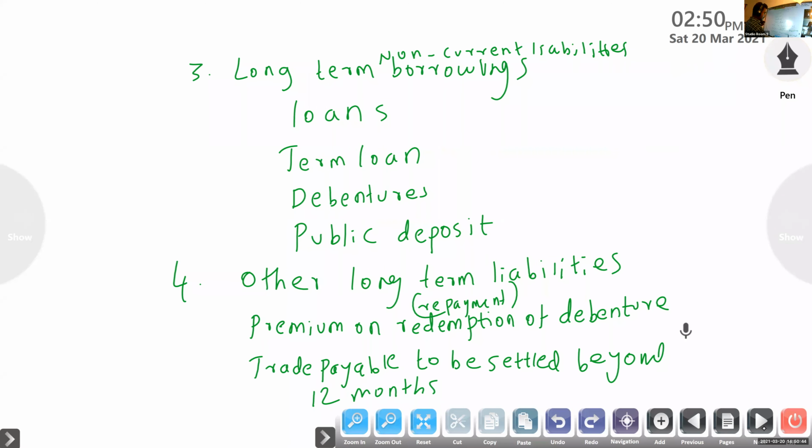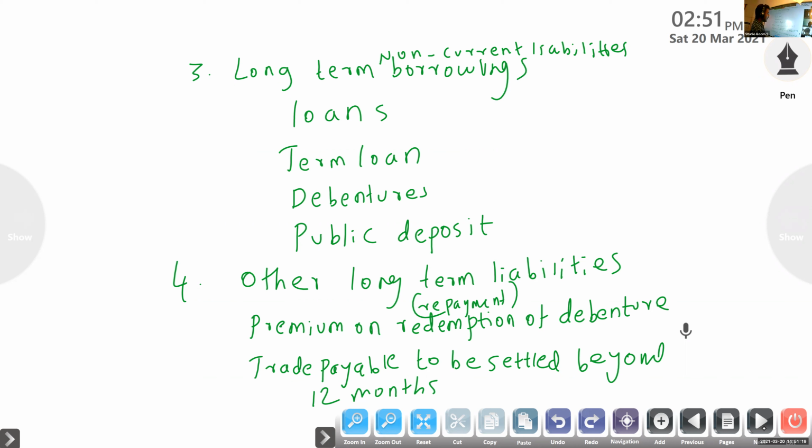Next, reserve and surplus. All reserves, then profit and loss account. Then preliminary expenses, discount on issue of debenture, that is reserve and surplus only, but a negative item, a minus item. Next, long-term borrowing: loan from bank, debenture, and public deposit, accepting deposit from the public. Then other long-term liabilities: premium on redemption of debenture.